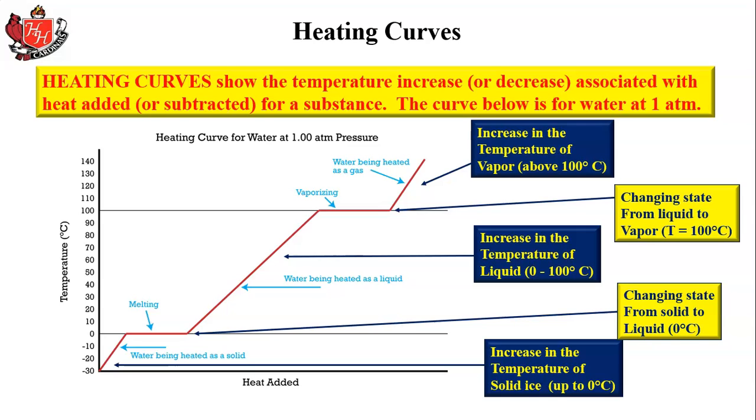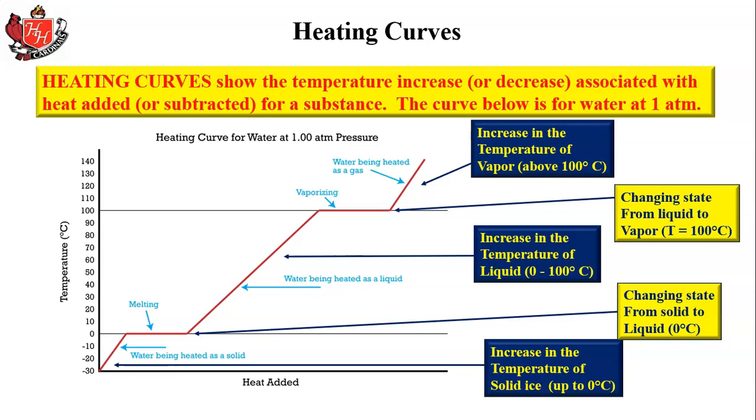So what you see is you're taking water at normal atmospheric pressure, that's in the room you're in right now, and you're starting it off, if you look at the lower left-hand corner, at negative 30 degrees. You have temperature on the vertical axis. So you have the water at negative 30, which, as you know, is going to be ice. Anything below 0 degrees is ice. So from negative 30 up to 0, you're seeing that the temperature is increasing, but as long as it stays below 0, it's going to continue to be ice. So you increase the temperature of solid ice up to 0 degrees.